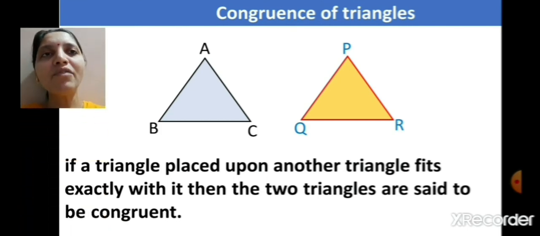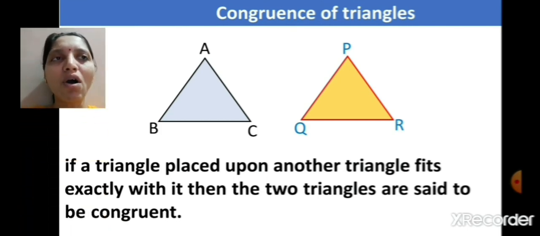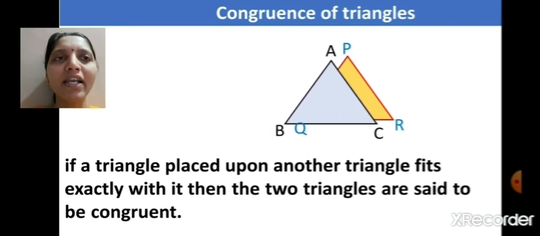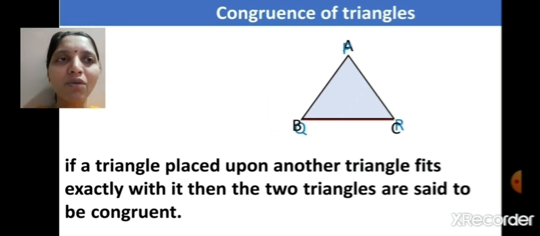Now after that we have learned the congruence of triangles. Now what is the meaning of congruency? If a triangle placed upon another triangle fits exactly with it, then the two triangles are said to be congruent. So here if I place triangle ABC on triangle PQR, if it fits exactly with each other, then we can say that triangle ABC is congruent to triangle PQR.